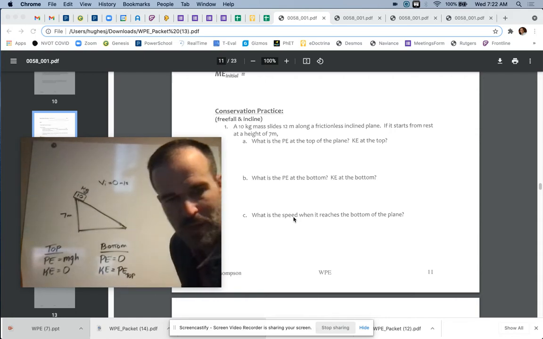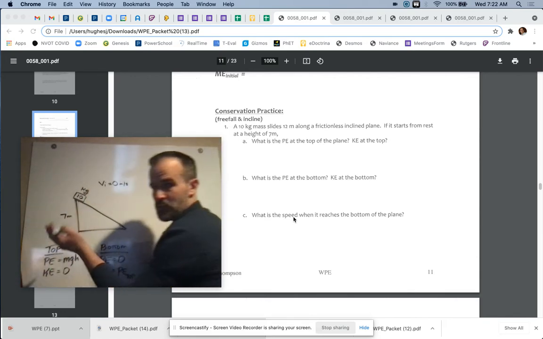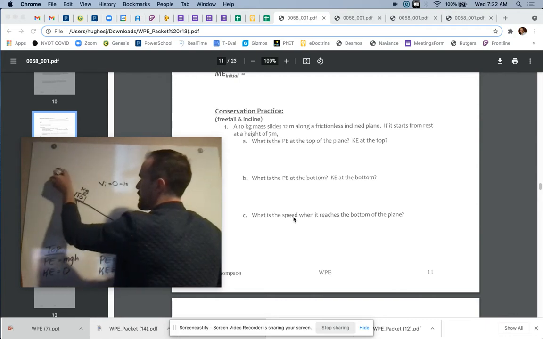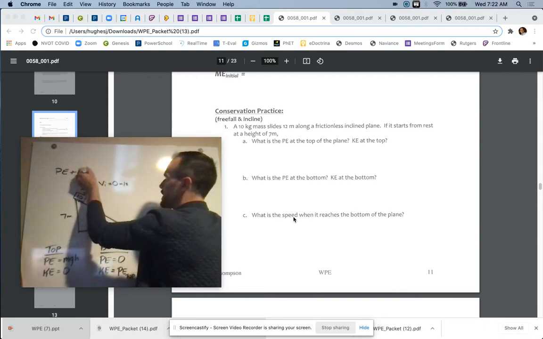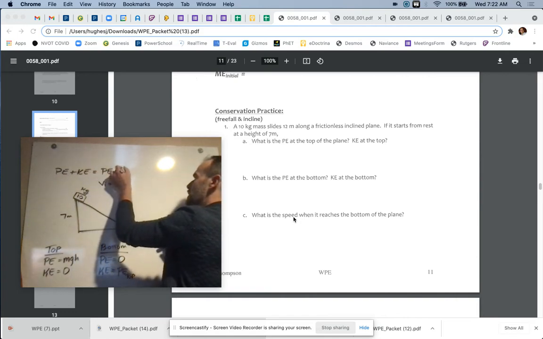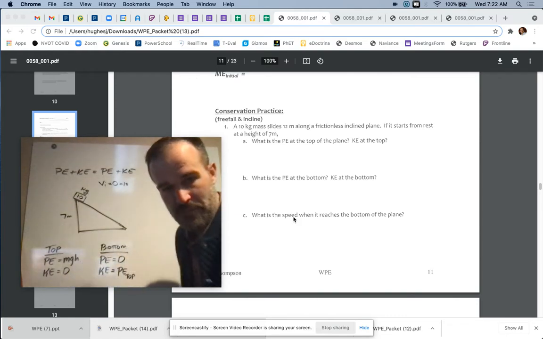Let me write the proper formula, because the whole idea is mechanical energy at the beginning equals mechanical energy at the end. And what does that mean? It means PE plus KE at the beginning will equal the total combined PE plus KE at the end of whatever we're talking about. That's conservation of energy.